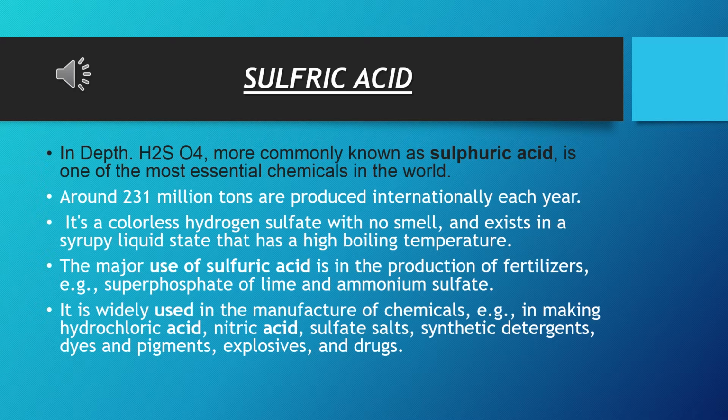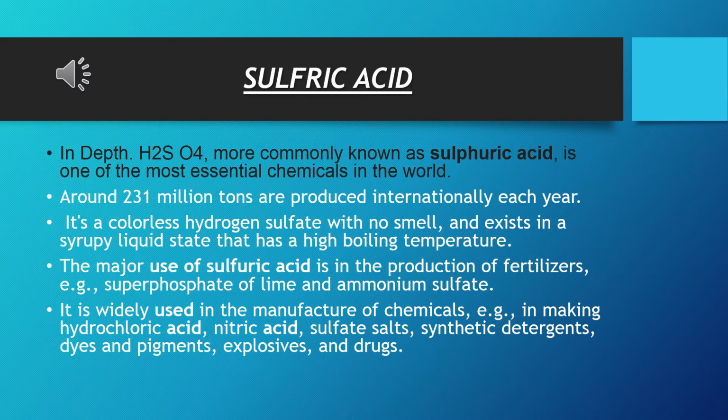It is a colorless liquid with no smell and exists in a syrupy state that has a high boiling temperature. The major use of sulfuric acid is in the production of fertilizers, for example superphosphate of lime and ammonium sulfate. It is widely used in the manufacture of chemicals, for example in making hydrochloric acid, nitric acid, sulfate salts, synthetic detergents, dyes and pigments, explosives, and drugs. Here, sulfuric acid is used to make hydrochloric acid and nitric acid.